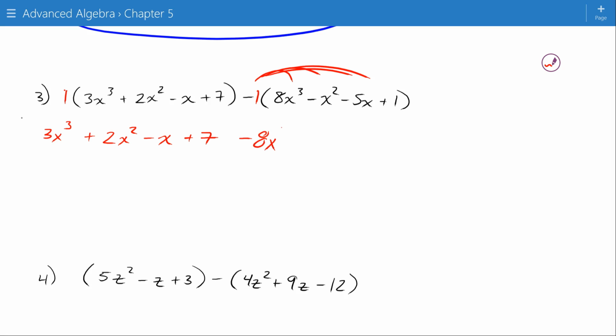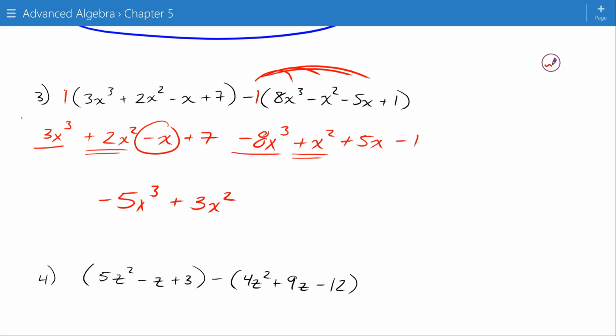So then we're left with negative 8x cubed. We're going to have positive x squared, positive 5x, and negative 1. From there, all we're doing is combining our like terms. So we'll combine the x cubes and get negative 5x cubed. We'll combine our x squareds, and we'll have positive 3x squared.